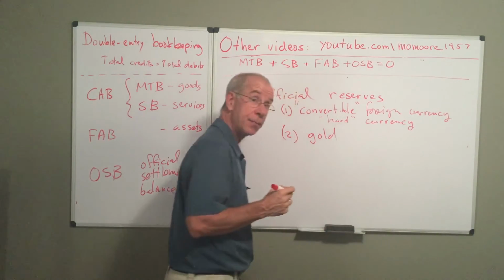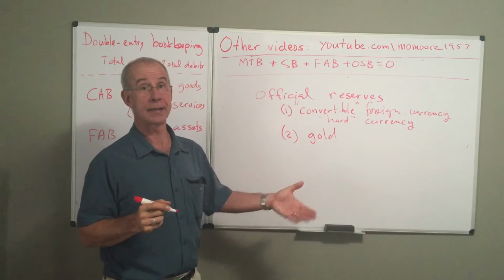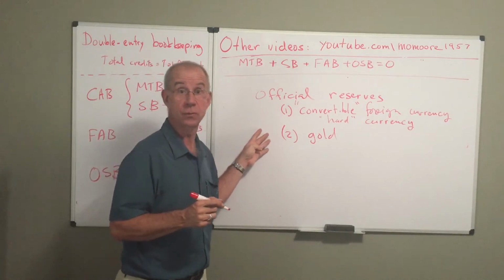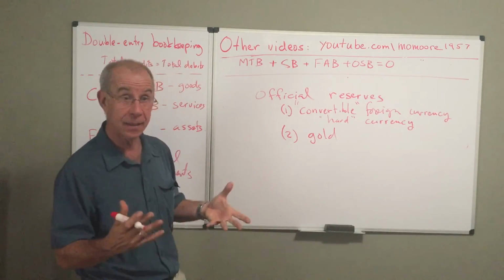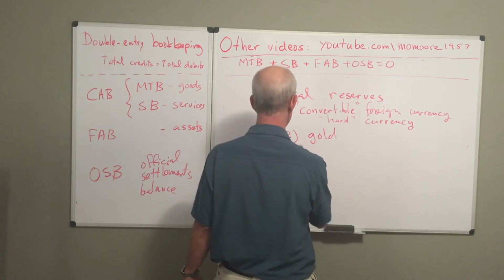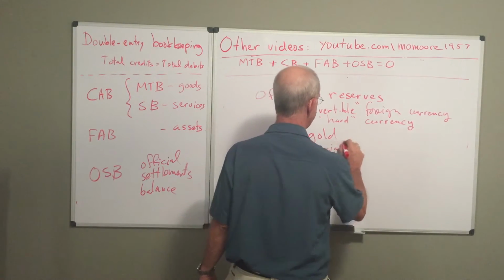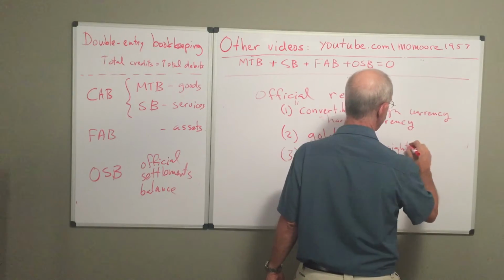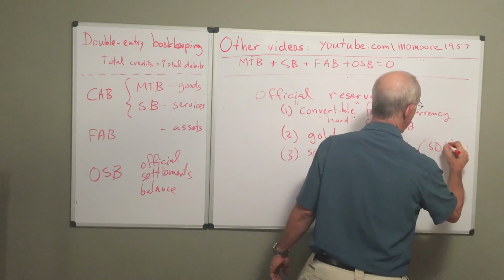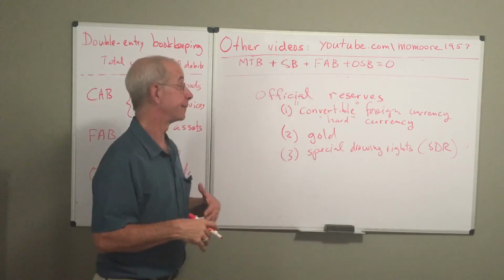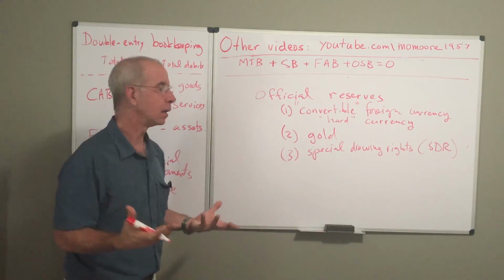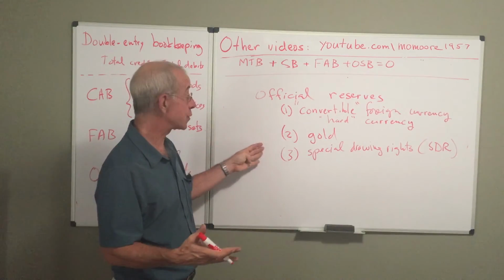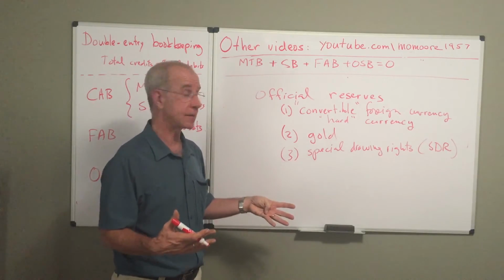Gold is another type of official reserve. Gold has long-standing value in international transactions. You can buy goods with gold, and it's considered an official reserve asset. Special drawing rights, which is a very inelegant term for essentially a kind of currency. It's an accounting entity issued by the IMF, and countries can use SDRs in international transactions as well.